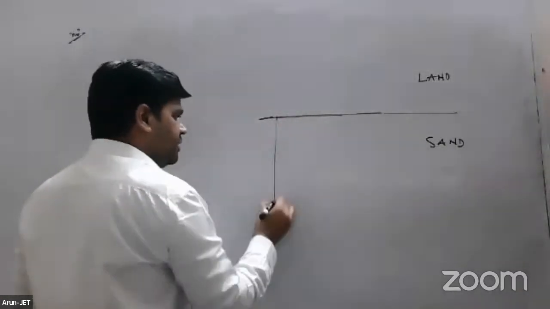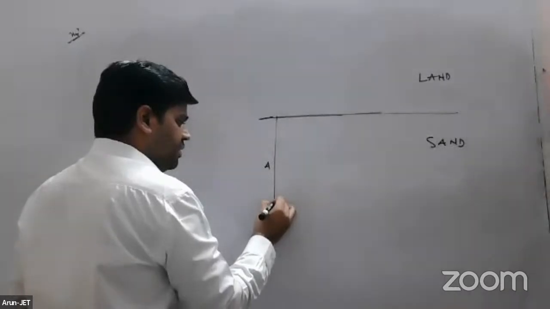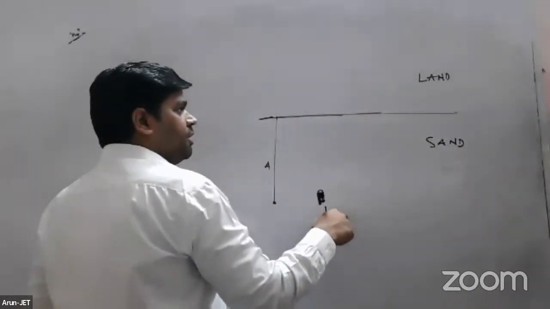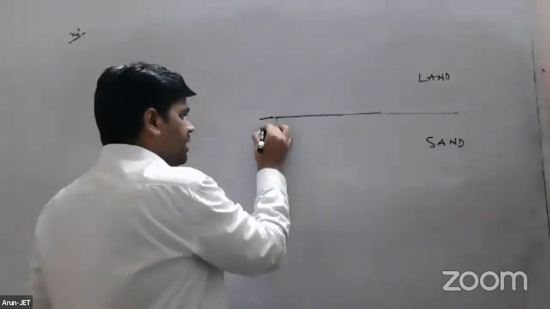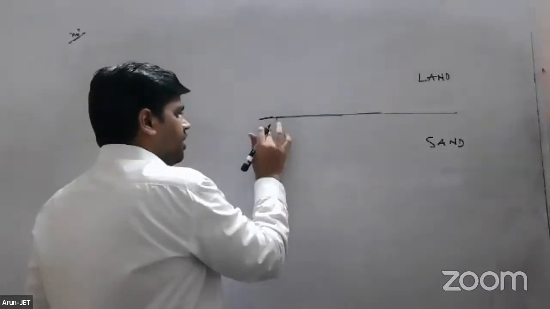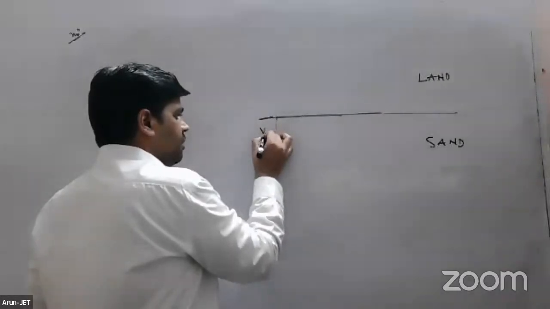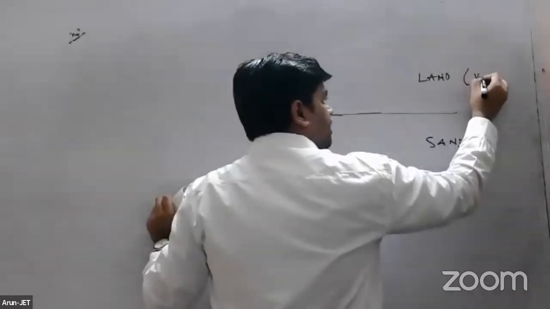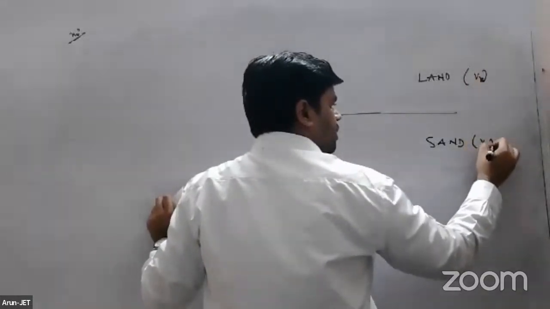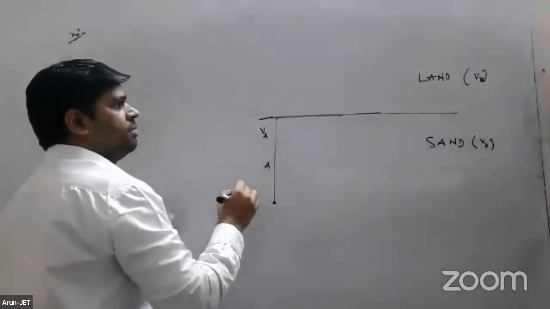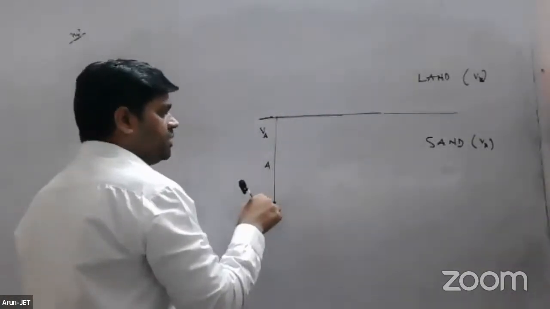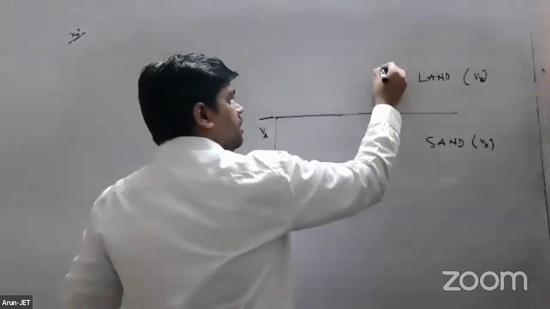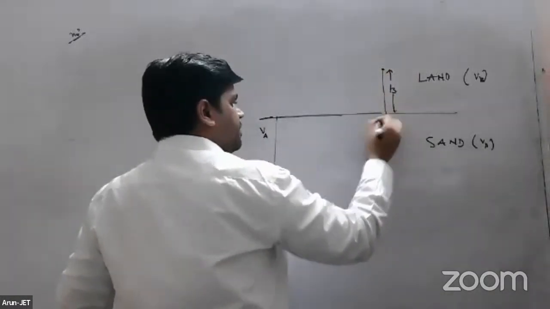There's a person at a distance A from here. This person can run on the sand with speed VA, and it can run on this land with VB. This person has to reach from A to another point B at a distance of B from the interface.